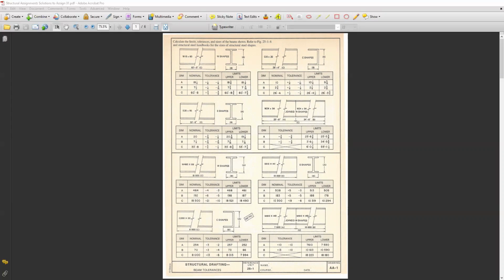Same thing applies to the B. You're going to look for the upper and lower limits on that. And then let's look at the last one that we were talking about, which was C, which is the length. Now, they wanted this one to be 60 ft 8 in for the depth.